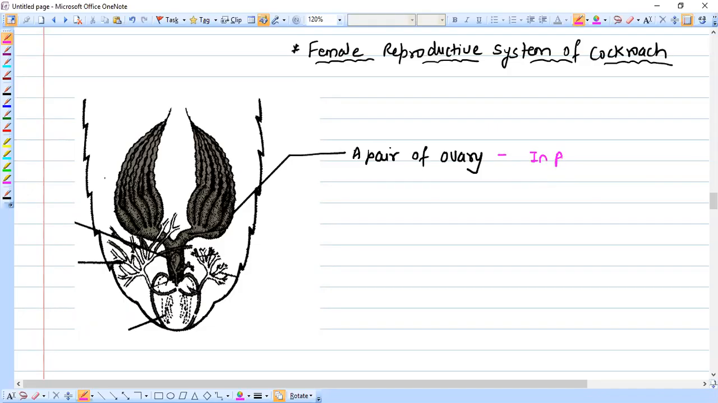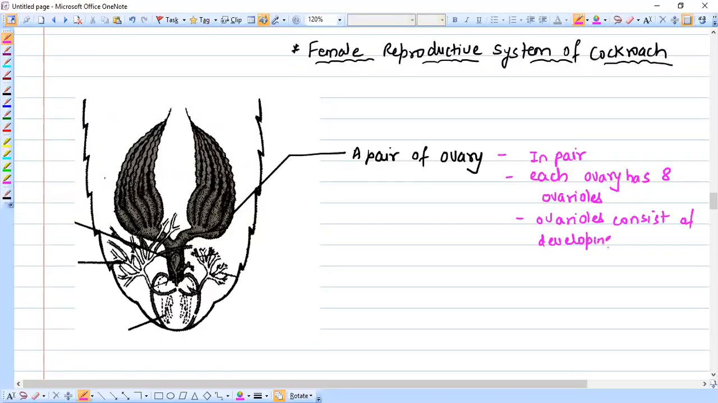When we talk about ovary, what will we say? First, ovary is present in pair. Second, each ovary has 8 ovarioles. Each ovary has 8 ovarioles, and ovarioles consist of developing ova. Developing ova simply means developing egg. So the egg is present inside the ovarioles.